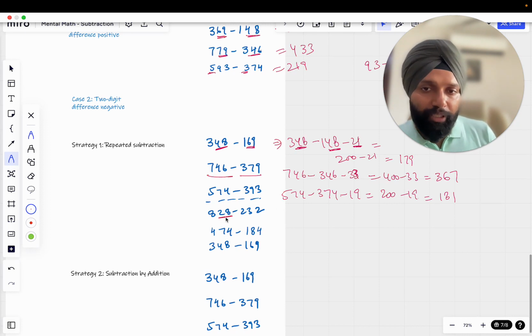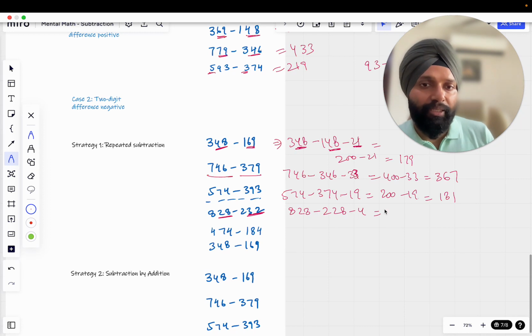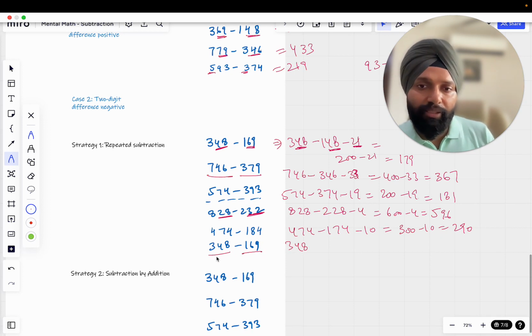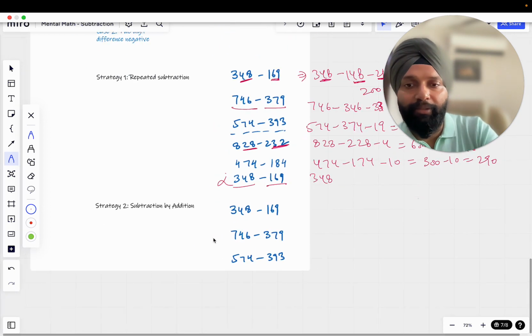So here if you see, the difference is just 4, right? So it's 828 minus 228 minus 4, so essentially it's just 600 minus 4, which is 596. So here the difference is 10, so this is just 174 minus 10, so which is 300 minus 10, which is 290. So again 348. Oh, we have already done, it's just a repetition, so no need for that.